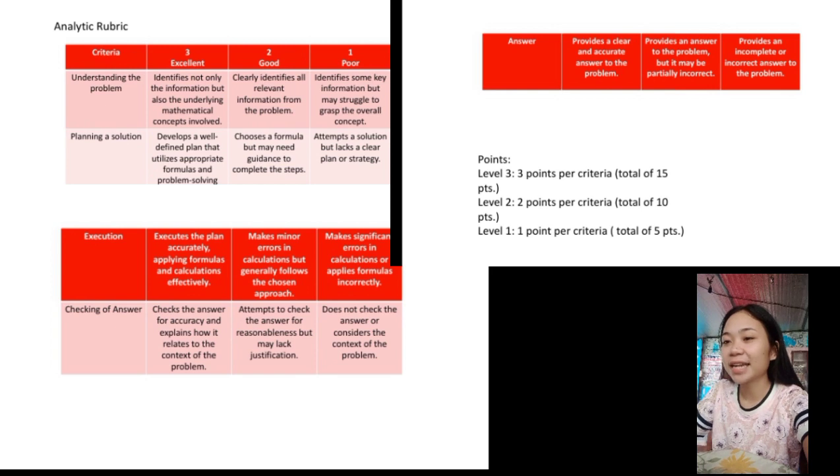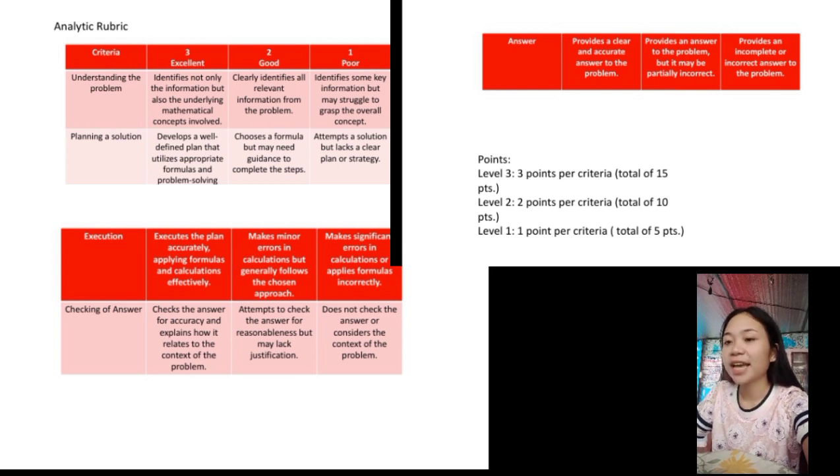Understanding the problem: if the student identifies not only the information but also the underlying mathematical concept involved, she or he will get 3 or excellent. If the student clearly identifies all relevant information from the problem, he gets only 2 for good, and 1 if he identifies some key information but may struggle to grasp the overall concept.